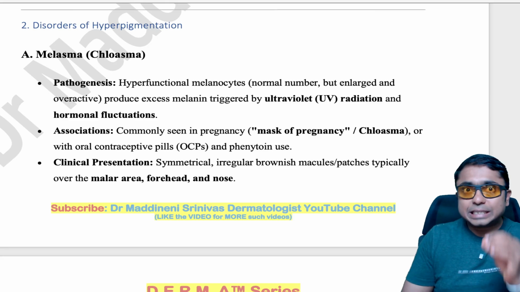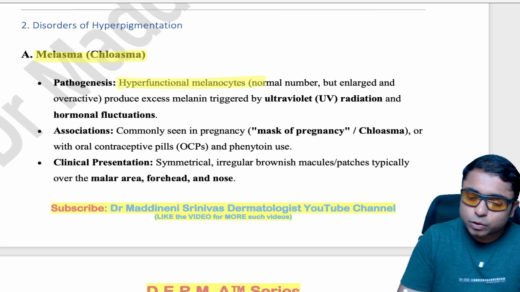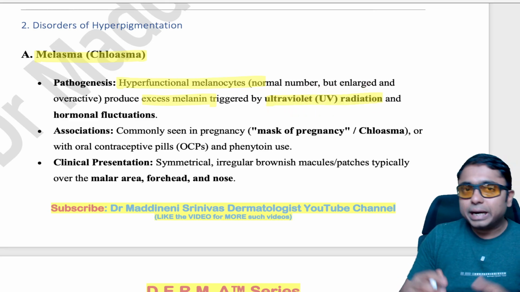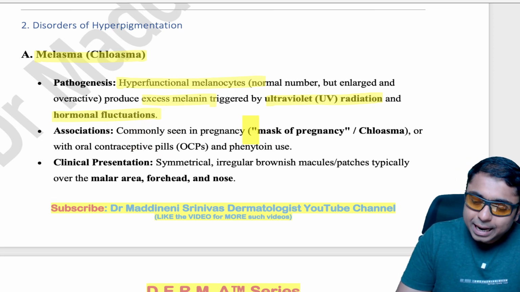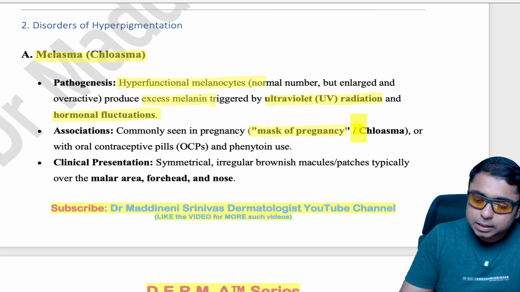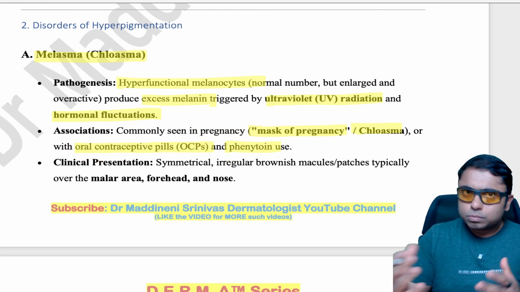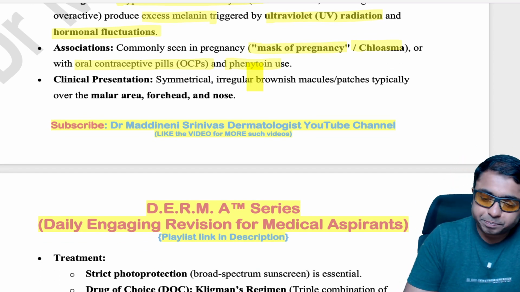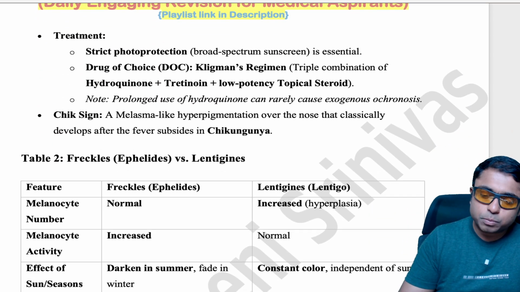First, let us cover the disorders of hyperpigmentation, that is melasma or chloasma in pregnancy, where there is an increase in the function of the melanocytes, which produce more melanin pigment, triggered by UV radiation and also certain hormonal fluctuations, especially the thyroid hormone, right? This is also called mask of pregnancy or chloasma, and it can be associated with OCPs and also phenytoin usage. So see these clues given in the question: hyperpigmentary changes over the face, especially over the malar area, forehead and also over the nose in a symmetrical distribution.